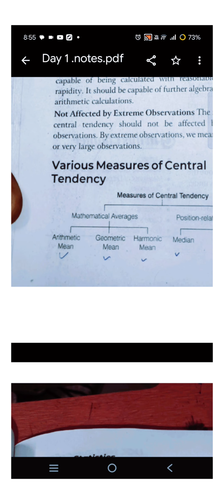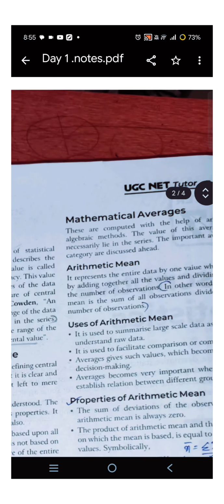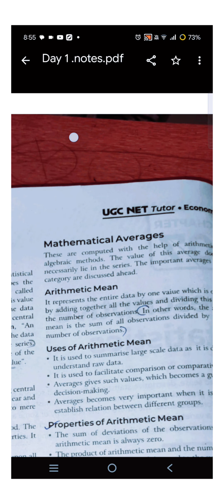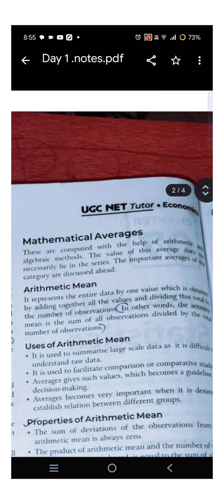Mathematical averages, what are they? Arithmetic mean, geometric mean, and the harmonic mean. Position related averages are median and the mode. And then we are going to discuss what mathematical averages are. These are computed with the help of arithmetic and algebraic methods. The value of these averages does not necessarily lie in the series. The important averages of the categories are discussed ahead.